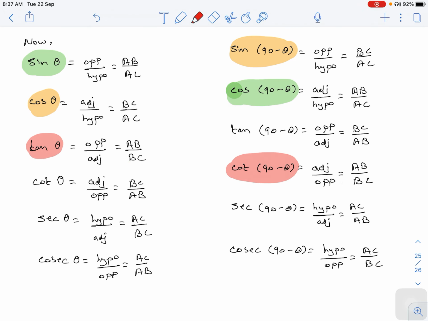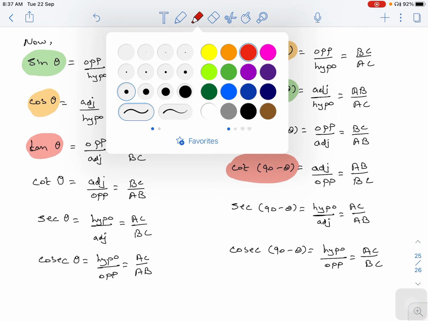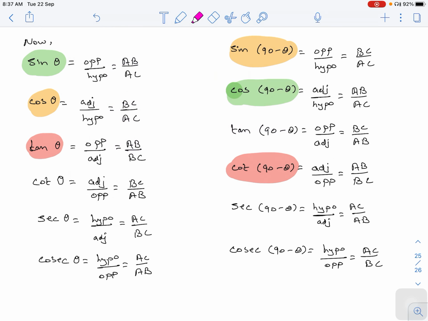The next one, now check, cot theta is BC upon AB. So now which one is having BC upon AB? So it is tan 90 minus theta. So we can say that cot theta is equal to what? Tan 90 minus theta.